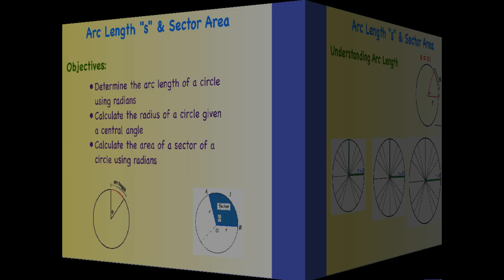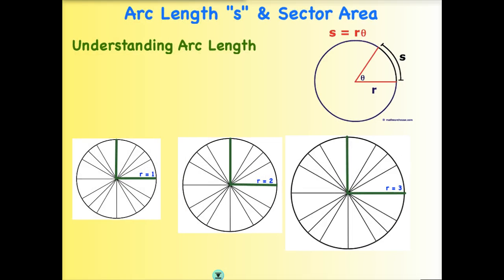Let's first work to understand arc length. Arc length is defined by this formula, where the arc length, this distance along the curve, is defined by r, which is our radius, times theta, which is our angle, measured in radians. If we are given an angle measured in degrees, we always need to convert that to radians in order to define this arc length S.